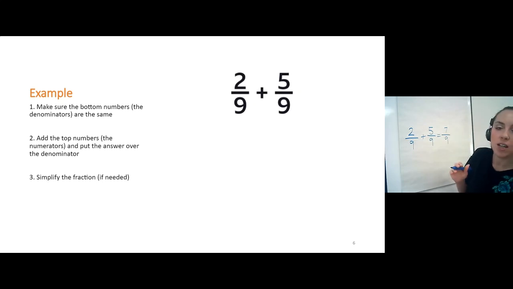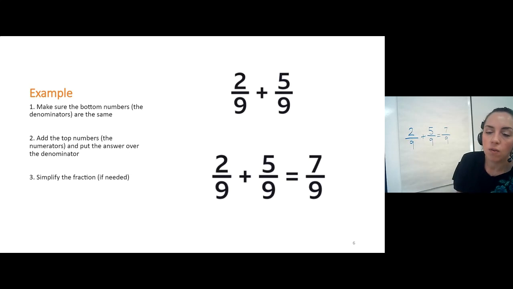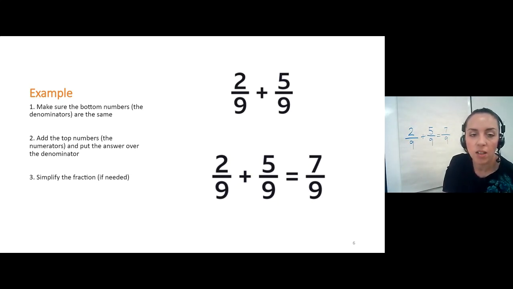So no, we're correct. The majority of people said we can't simplify 7 over 9. So that is the answer here. And it's as simple as that, particularly when your denominators are the same. So 2 over 9 plus 5 over 9 is 7 over 9. We can't simplify that any further. Okay. So I'm going to move on to slide 7.